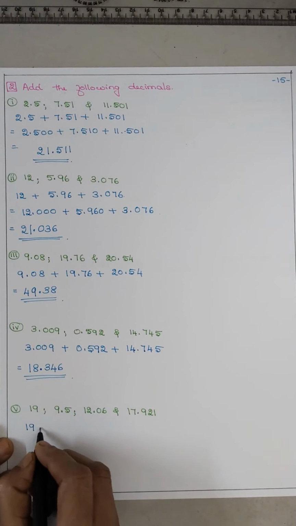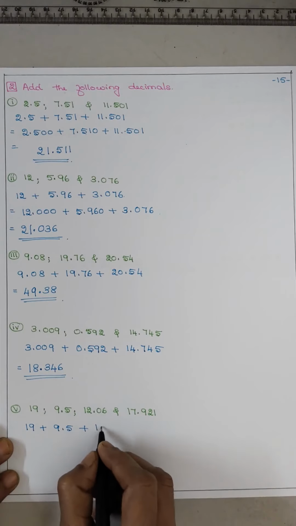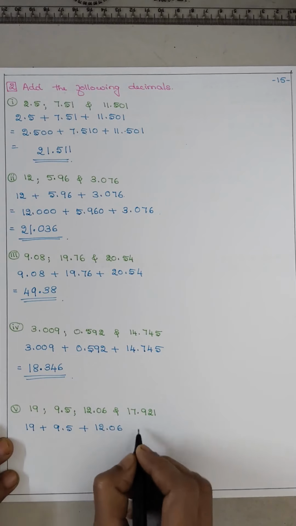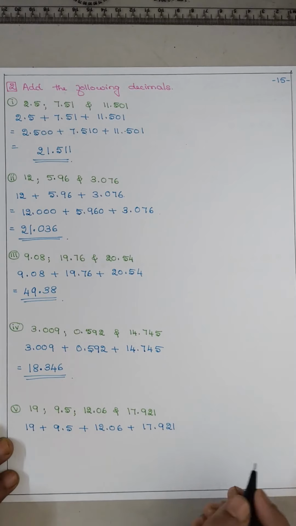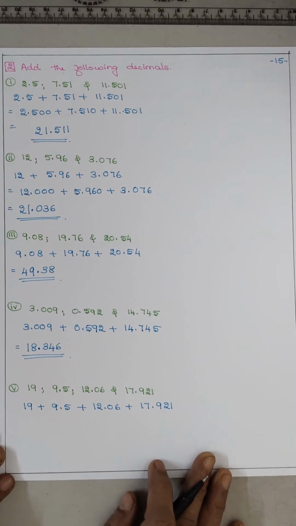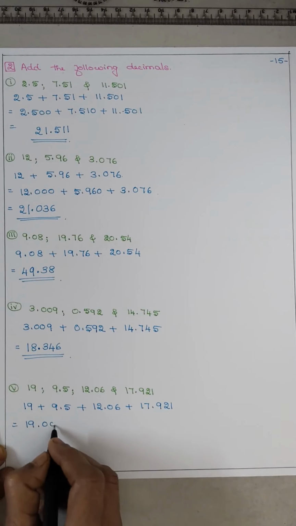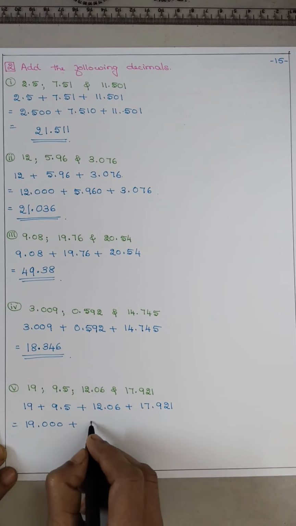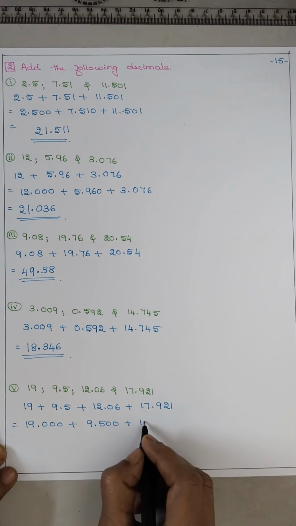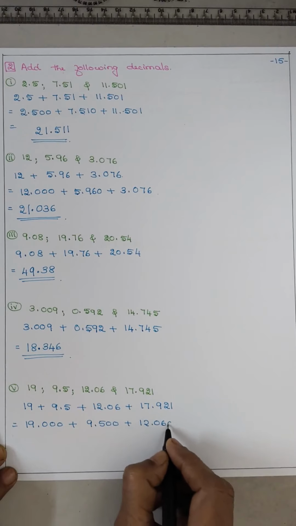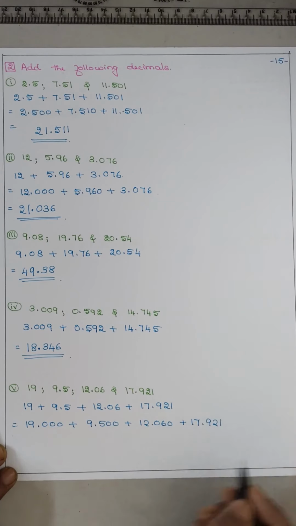Last is 19 plus 9.5 plus 12.06 plus 17.921. The biggest is 3 decimals. So 19.000, 9.500, 12.060, 17.921.